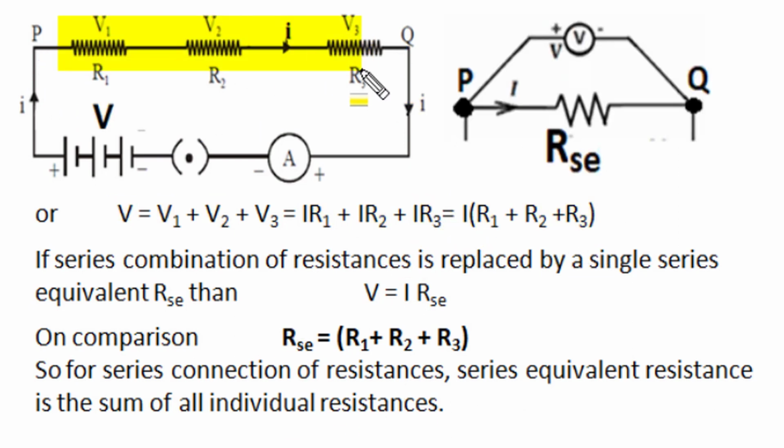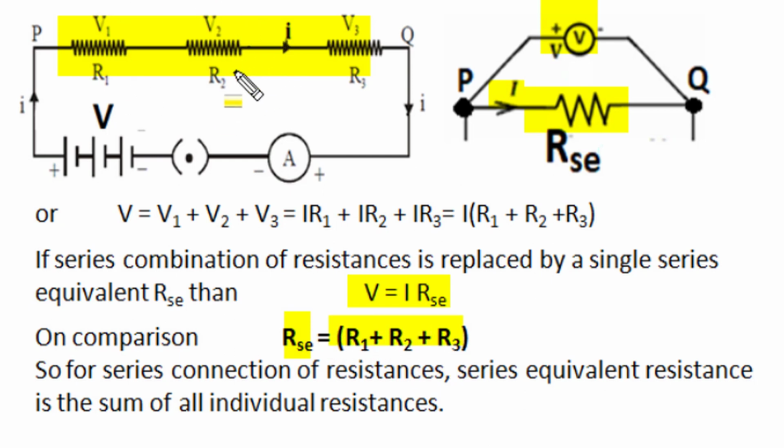Now this series combination is replaced by a single equivalent resistance R series. Then across P and Q with the same voltage, the same current I will flow in the circuit, and Ohm's law for this single resistance can be stated as V is equal to I R series equivalent. And if we compare these two relations, we can say the series equivalent resistance is the sum of the individual resistances.